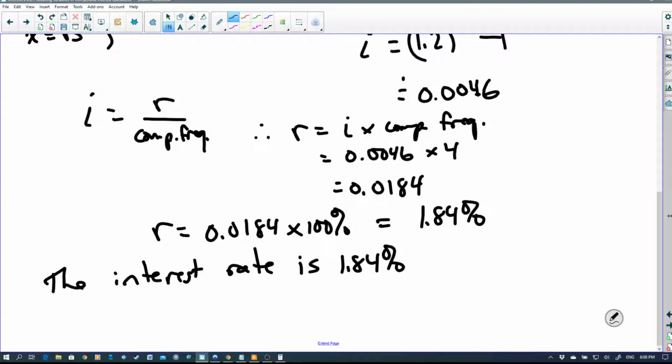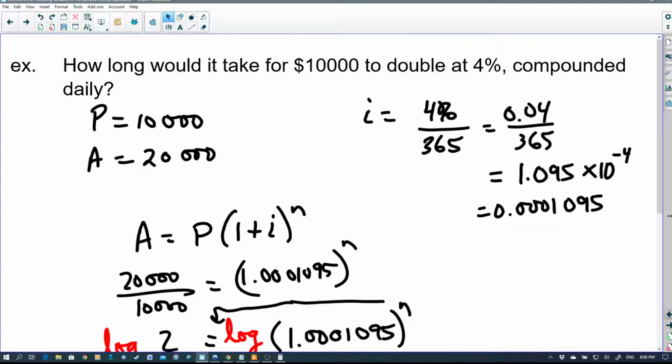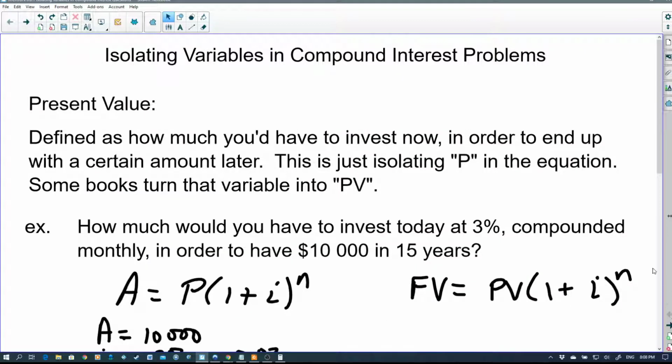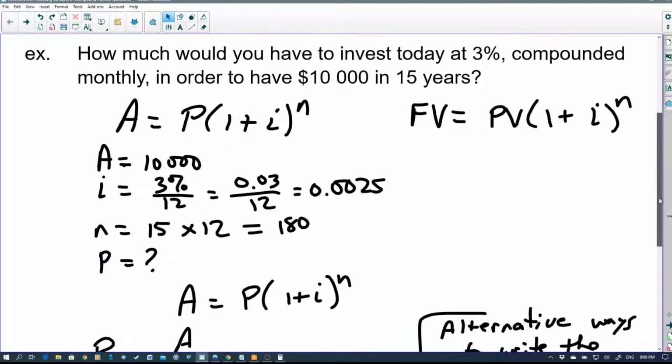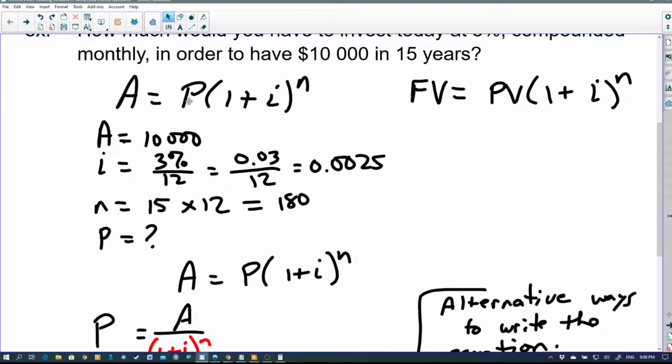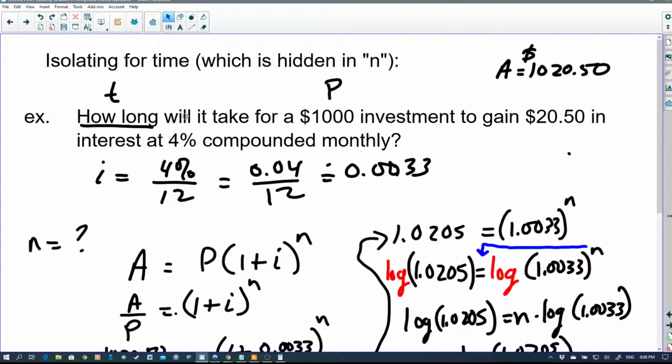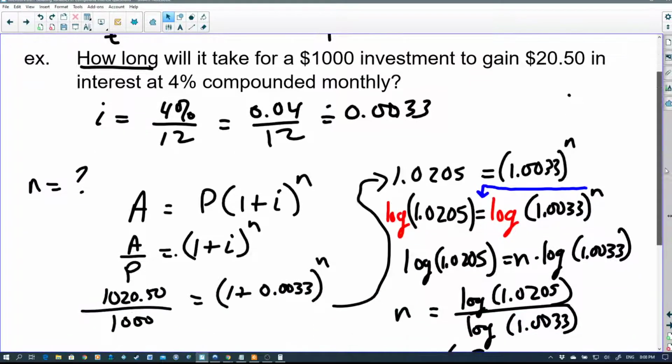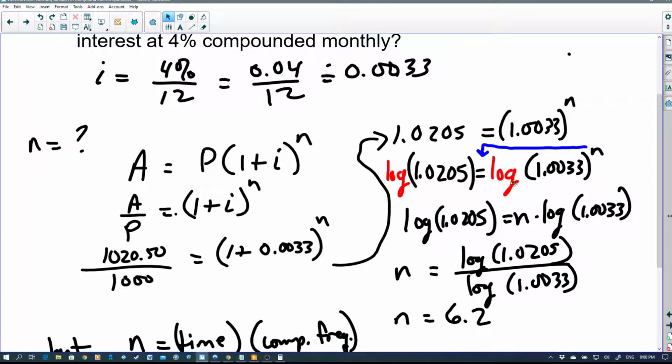And now you've seen an example of every type of scenario where we have to isolate a variable dealing with compound interest. So let's just recap all of that stuff. So the very first one we did was a present value question. Present value is simply isolating the P in the compound interest question. The second type we did was isolating for time, which actually requires us to isolate for n. And because n is an exponent, we're going to have to use a logarithm to pull that exponent down in front.